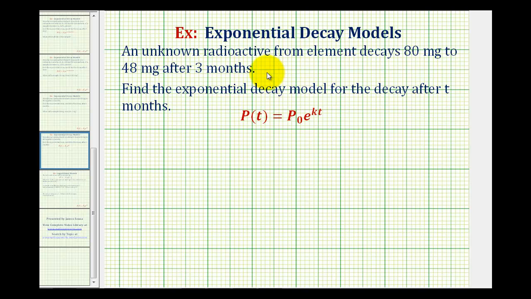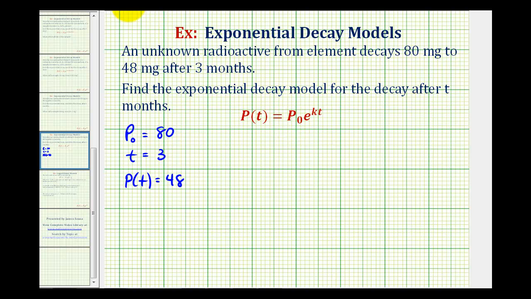Reading this question again, we're starting with 80 milligrams of radioactive material, which means P sub 0 is equal to 80 milligrams. And then after 3 months, we have 48 milligrams of radioactive material. So after 3 months, or when t is equal to 3, the amount of radioactive material, or P of t, is equal to 48.